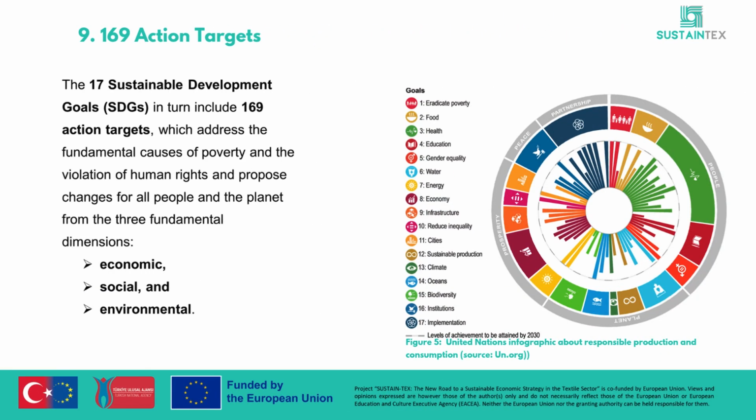169 Action Targets. The 17 Sustainable Development Goals include 169 action targets, which address the fundamental causes of poverty and the violation of human rights, and propose changes for all people and the planet, from the three fundamental dimensions: the economic, the social, and the environmental.